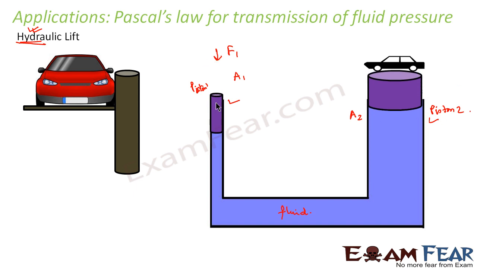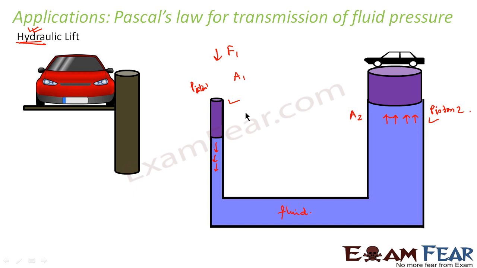What happens when you apply a force here? This pressure gets exerted in this direction. Through this uniform fluid, according to Pascal's law, the pressure gets transmitted equally in all directions, and the same pressure gets exerted here. As a result, this piston moves outwards. This piston in turn is connected with the platform on which the vehicle is placed. So, the vehicle is lifted upward.